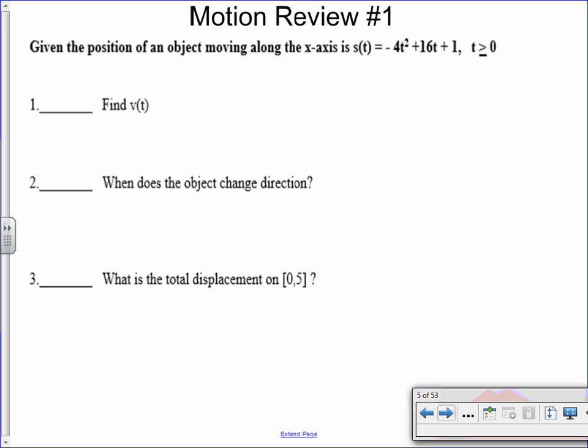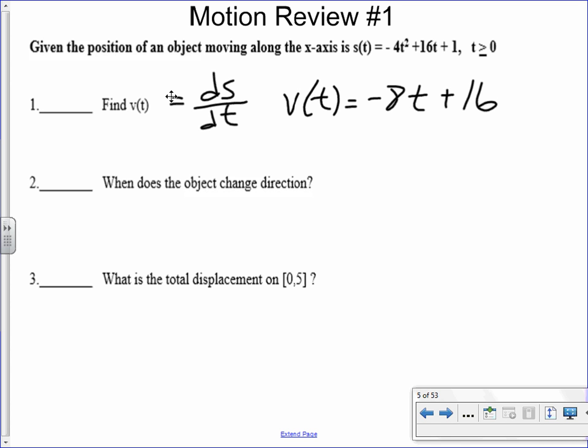So in the first part of our review 1, you're given the equation for the position function. First thing they ask you is the velocity. Well, velocity you have to know. They don't say average in front. They're talking about instantaneous. It's the derivative of the position function. So v of t is equal to negative 8t plus 16. This here is just reminding us that for all motion problems, time is greater than or equal to 0. Right, that's our answer for the first problem.